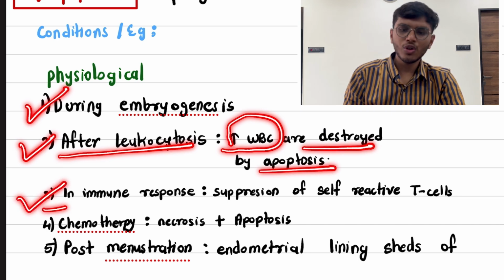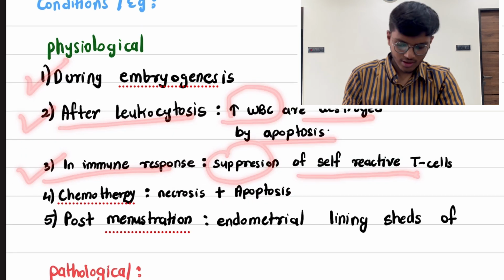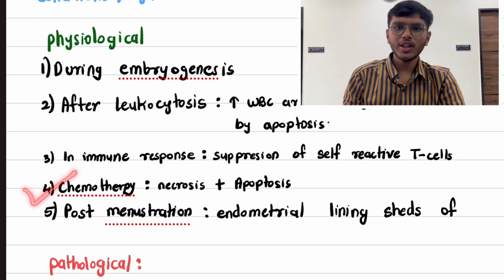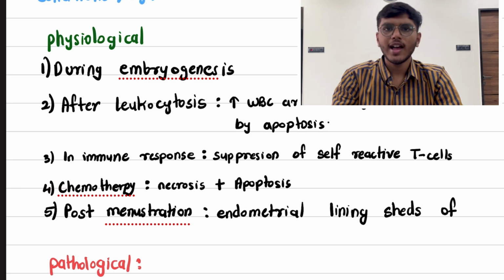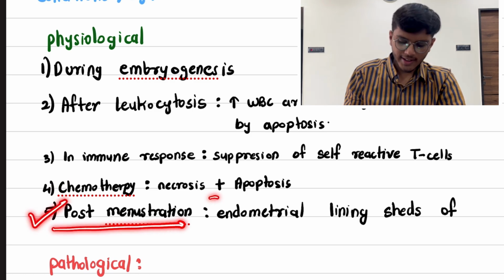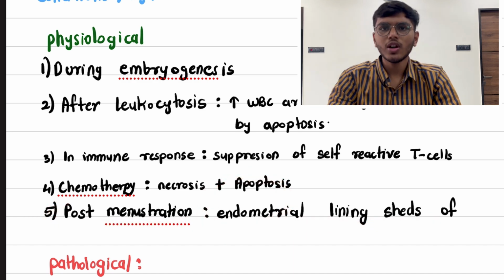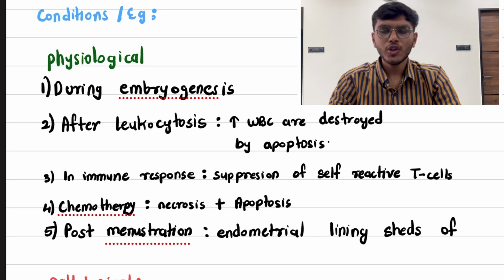Third, in immune response, there is suppression of self-reactive T cells. Fourth, chemotherapy. In chemotherapy, there is both apoptosis and necrosis. Fifth, post-menstruation. There is endometrial lining shedding off going on. This is due to the apoptosis. These were the physiological examples.